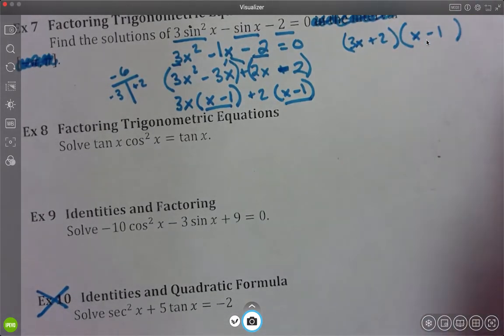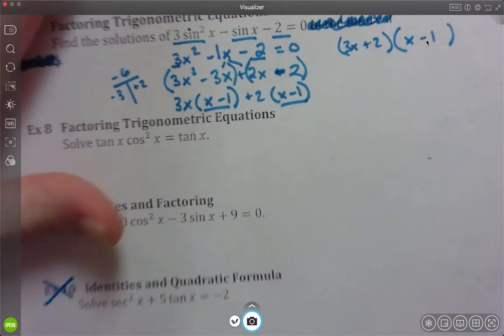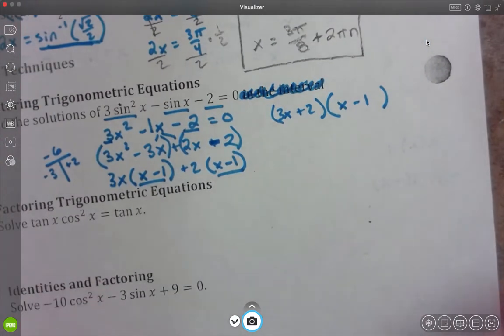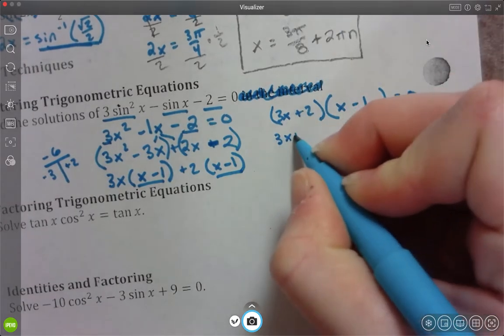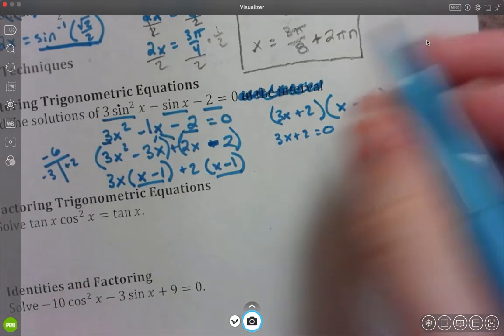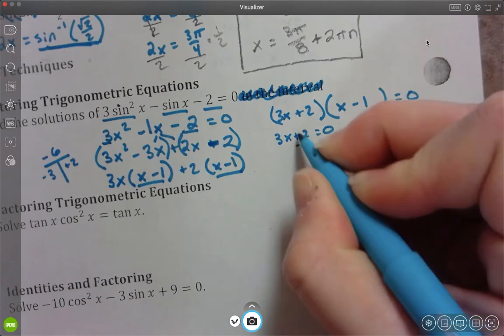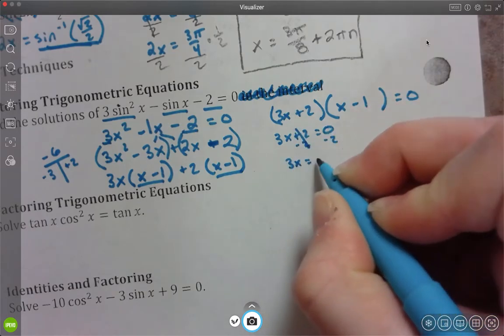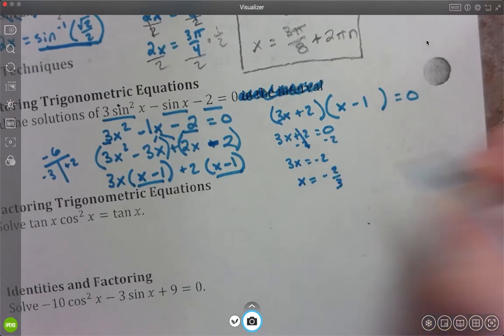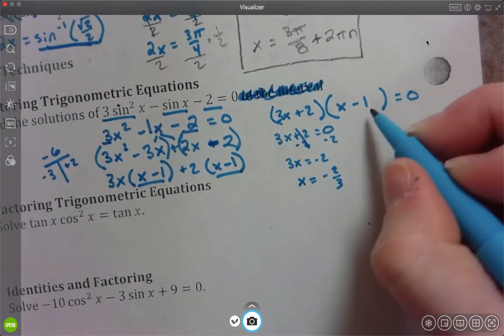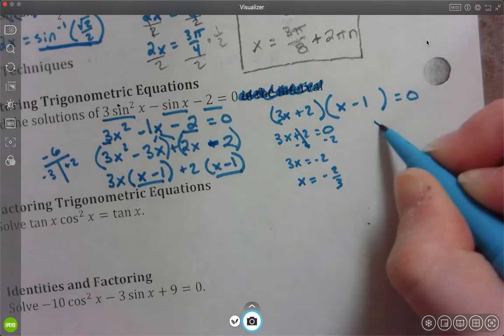Okay, so from here, we would normally set them equal to 0, which is what we're going to do. If I set 3x plus 2 equal to 0, I would subtract the 2, so 3x equals negative 2, and x equals negative 2/3. This one is just easy. I just add the 1 over, so x would be equal to positive 1, okay?